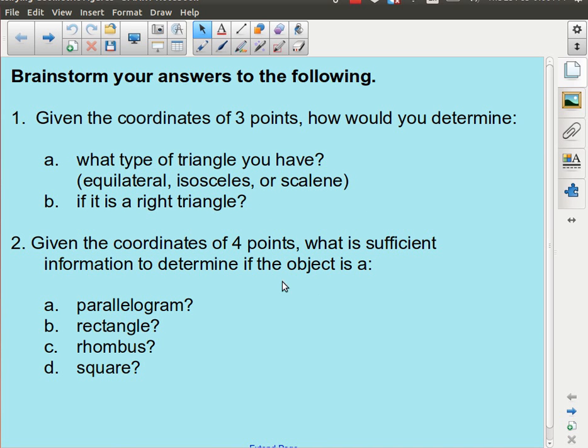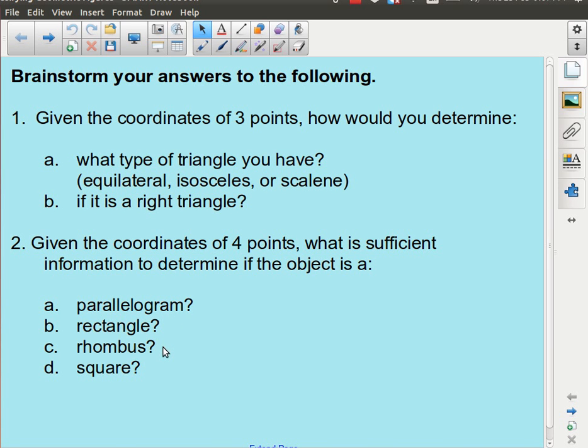What if we went to 4 points? So now we formed a quadrilateral. What are the properties? Can you remember the properties of a parallelogram? And then how would you determine whether or not you have a parallelogram? What about the properties of a rectangle? A rectangle is a very specific type of parallelogram. So what changes from being a generic parallelogram into a more specific rectangle?